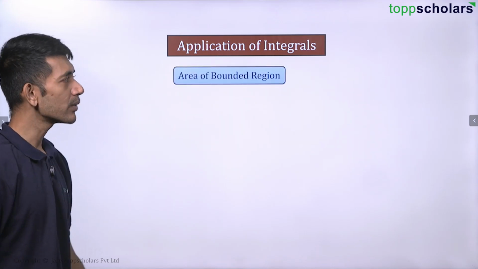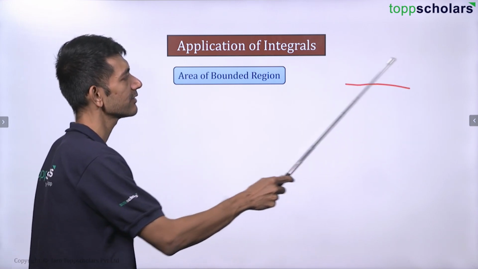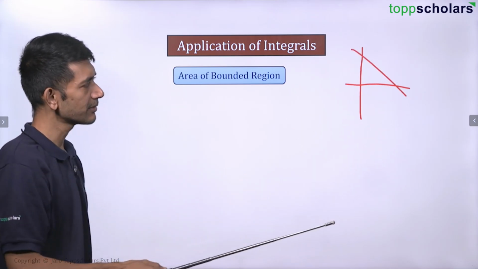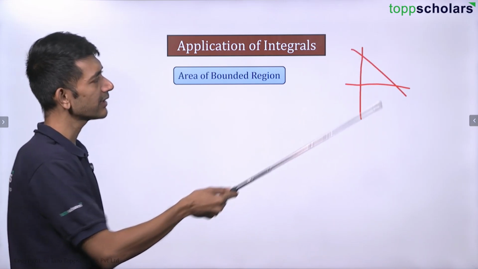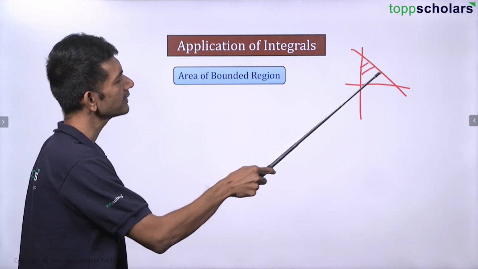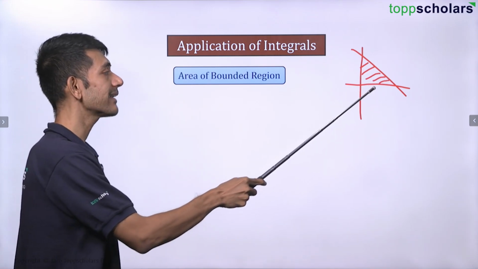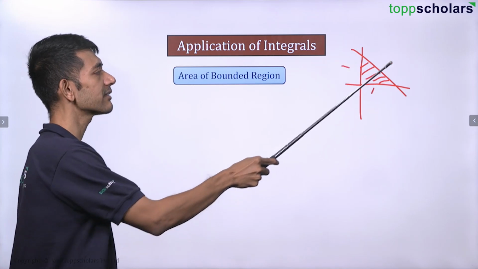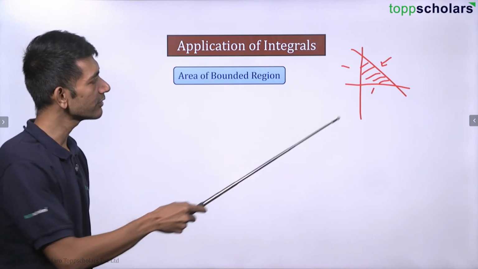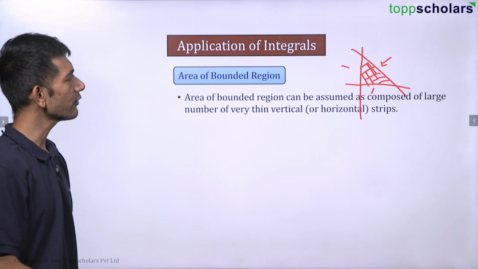So area under a bounded region. I hope you understand what is the meaning of a bounded region, right? Suppose I have the x-axis, I have the y-axis. This is just a random example. Suppose I draw a line like this. So this is some line, say x plus y is equal to 5. And then this area can be called the bounded region. It is bounded by what? It is bounded by the x-axis, it is bounded by the y-axis, and it is bounded by the line itself, x plus y is equal to 5. So this is called the area of the bounded region, right?